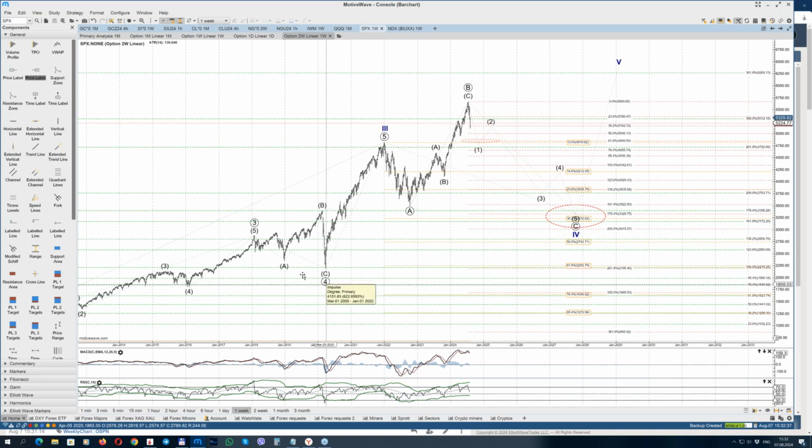Wave A unfolding as an expanded flat, A, B, and C. Then 3 waves up, A, B, and C. A, B, C, D, E triangle in the wave B, and final extension. Both these wave structures were completed in a 3 waves manner, and eventually they initiated a huge reversal to the upside.